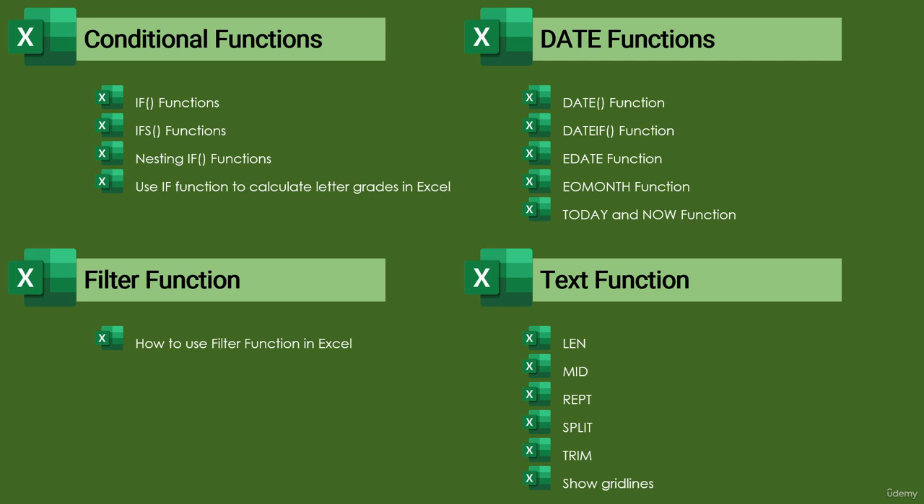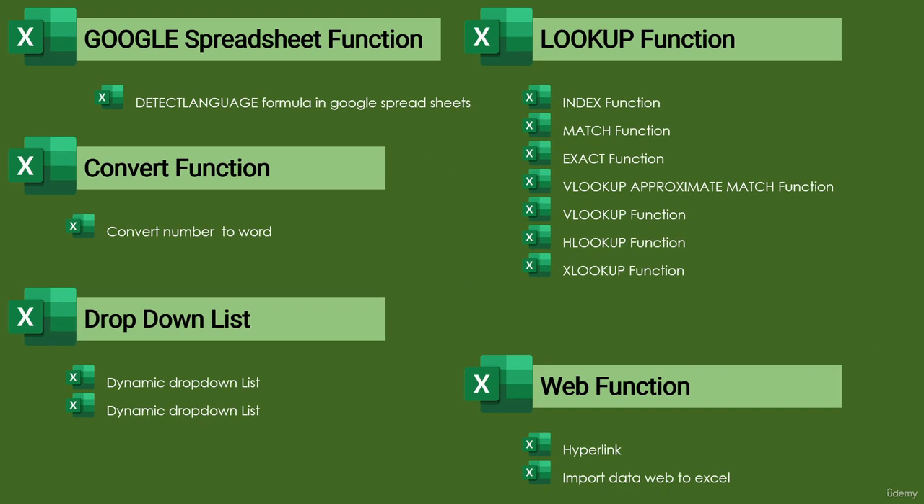Date functions: we have the DATE function, DATEDIF function, EDATE function, EOMONTH function, TODAY and NOW functions. Then on text functions, we have CONCATENATE, LENGTH, MID, REPLACE, SPLIT, TRIM and show gridlines option. And then we have Google Spreadsheet functions, where you can learn how you can detect language in Google Spreadsheet. We have a convert number to word option.